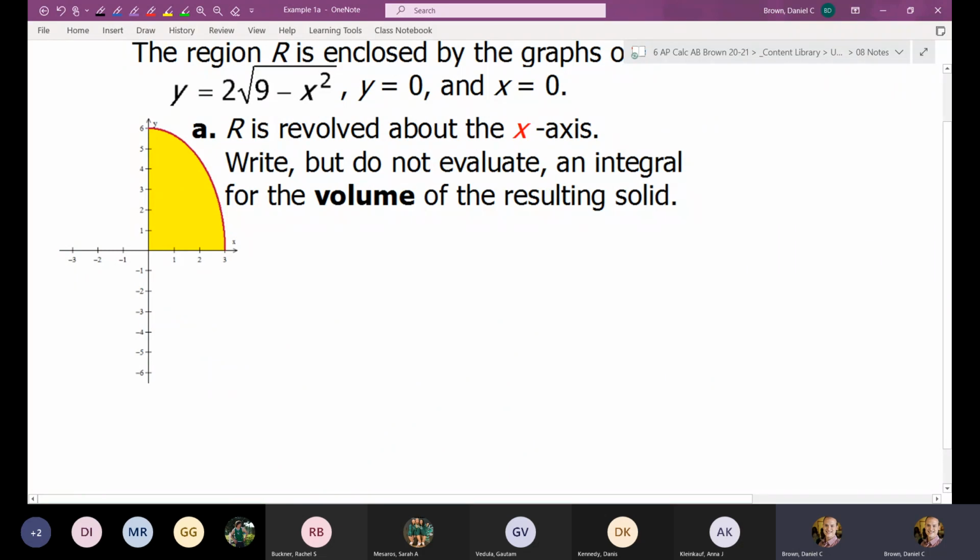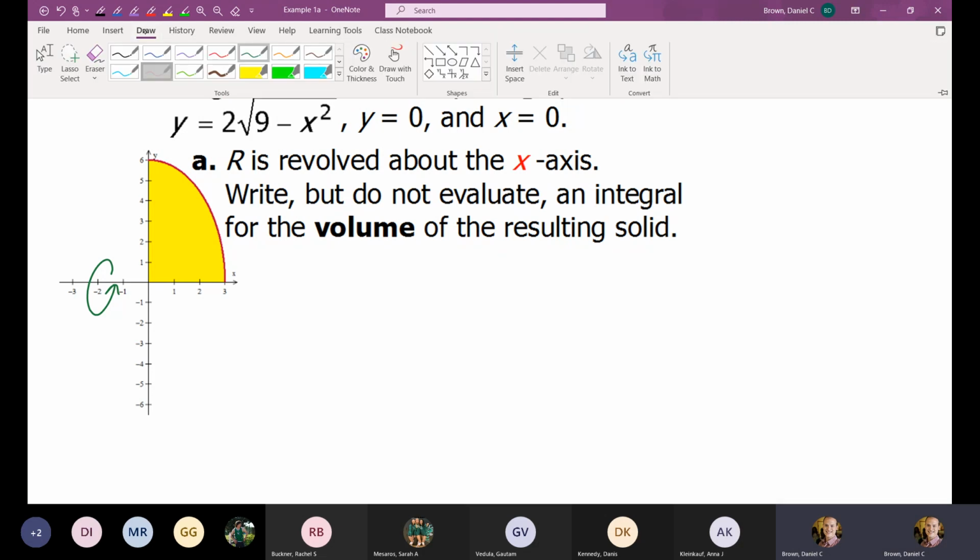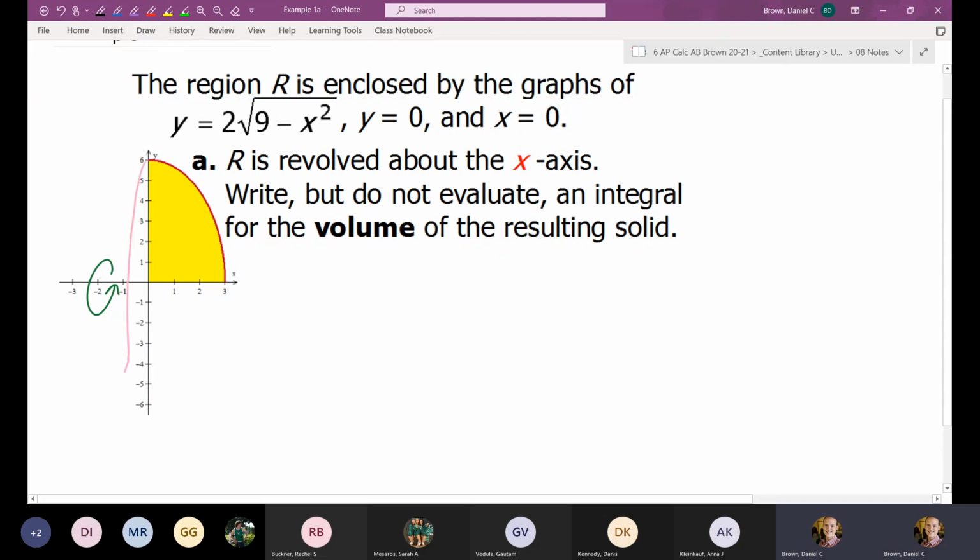So I have this region R, and the graph is enclosed by the graphs of y equals 2 times the square root of 9 minus x squared, and then y equals 0 and x equals 0, so just the x and y axes. Always pay attention to what you're revolving it around, that will help inform you whether it's going to be a dy or dx problem. It says we are revolving it around the x-axis. So it's being spun around this way. Don't have to draw it three-dimensionally, but basically this is a little sideways dome type shape.